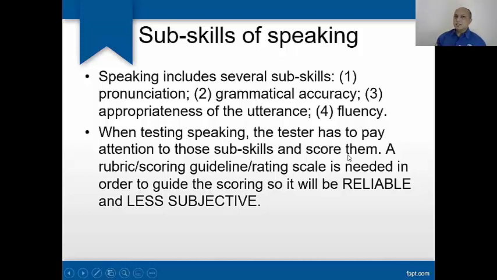Now, this is what is challenging in testing speaking. You have to pay attention to the sub-skills: pronunciation, grammatical accuracy, sometimes appropriateness of the utterance, and also fluency. So imagine that you face a student, and he or she is speaking, and then you have to concentrate on all of those sub-skills. It's a demanding task. But that's what makes language testing interesting, right? Because it's challenging.